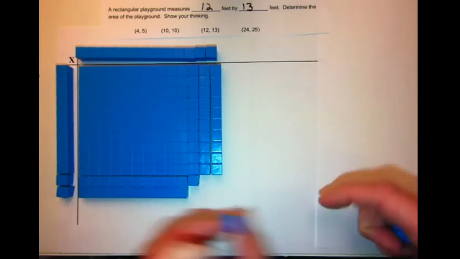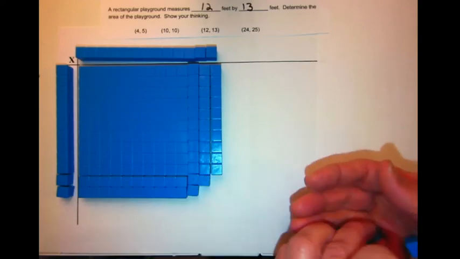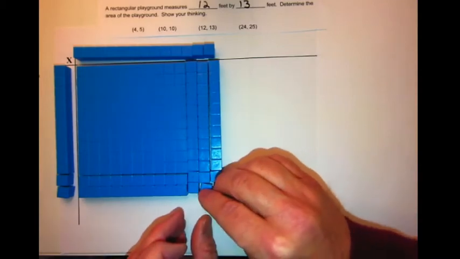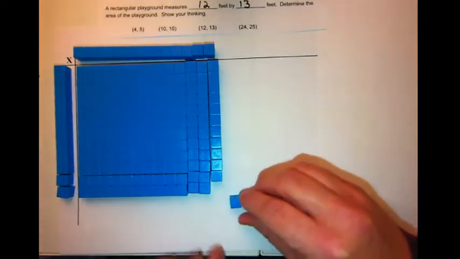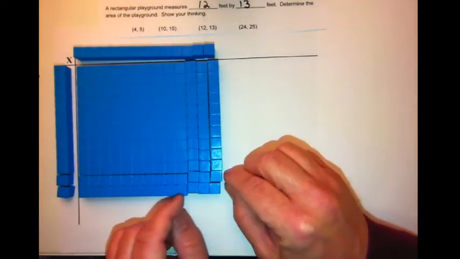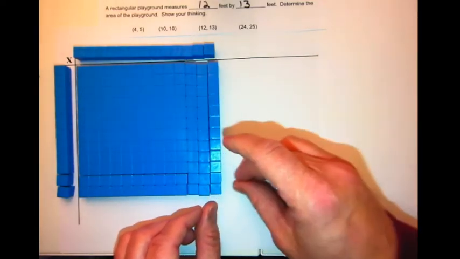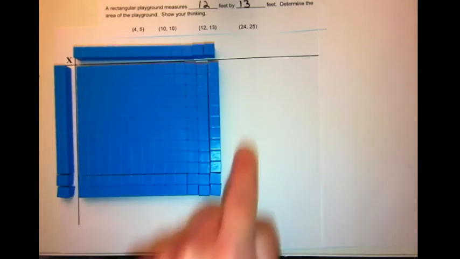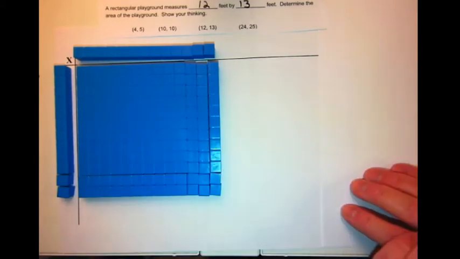1, 2, 3, 4, 5, and 6. So when I build that area up, I see that I've got on my 12 by 13, my total area in here. I've created a rectangle, and now what we need to do is add up those pieces.